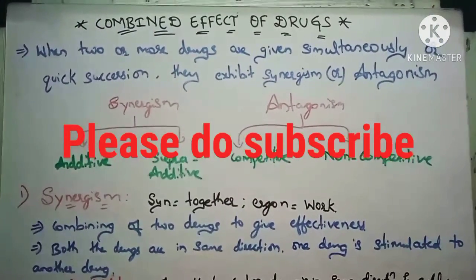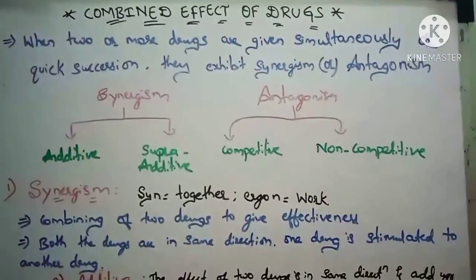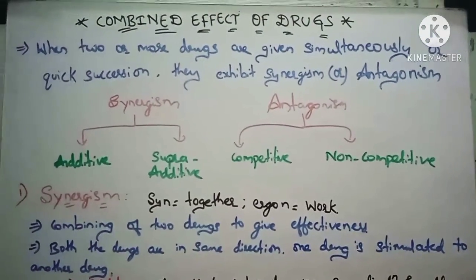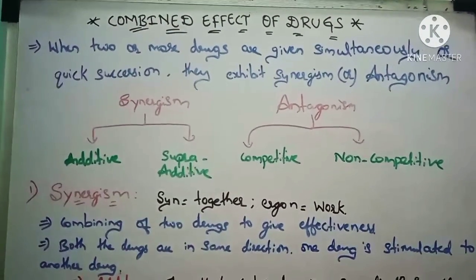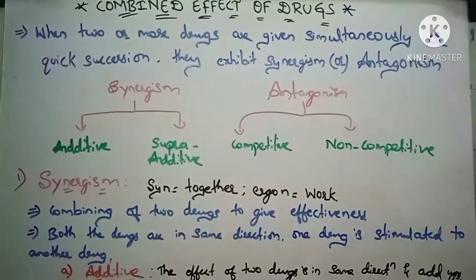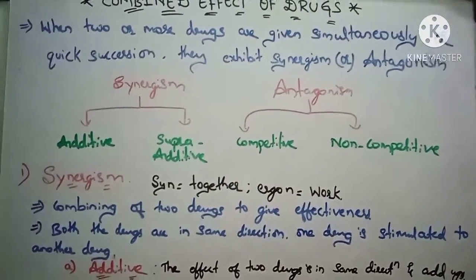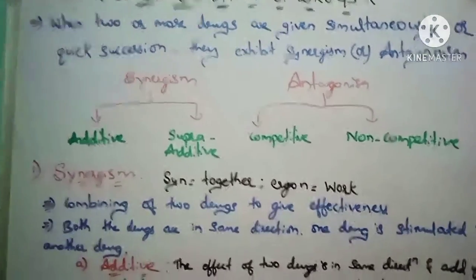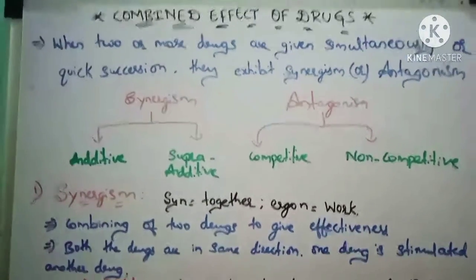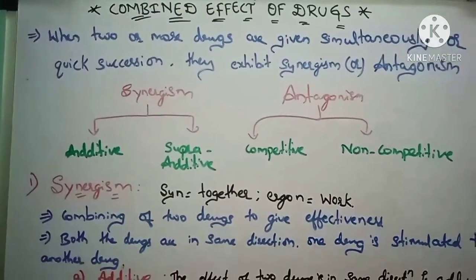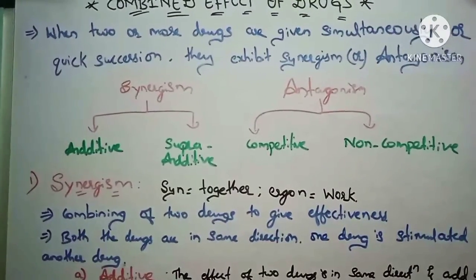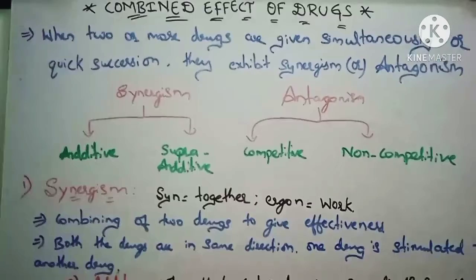Hello friends, today I am going to teach the topic, combined effect of drugs. So how does the combination of drugs work in our body? During the combination of drugs, we have to know about pharmacokinetics and pharmacodynamics. By the combining effect of drugs, we learn in pharmacokinetics: absorption, distribution, metabolism and excretion.